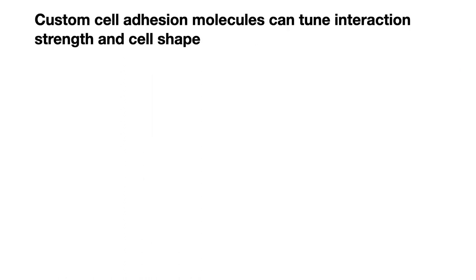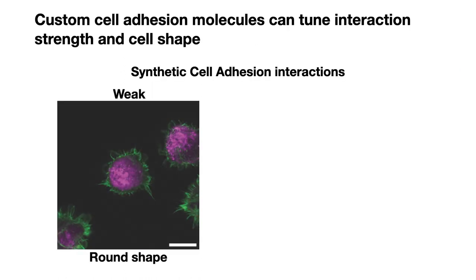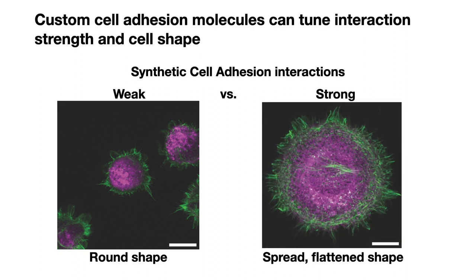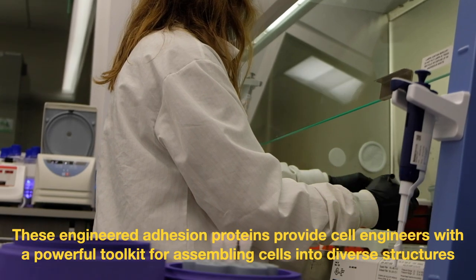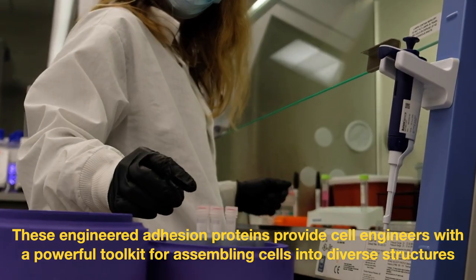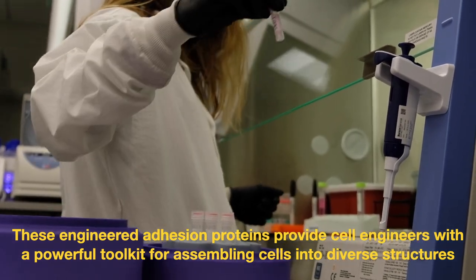Custom cell adhesion molecules can be used to tune interaction strength and cell shape. Here we see the difference between a weak interaction and a strong interaction, which has a much broader spread and flattened shape. These engineered adhesion molecules provide cell engineers with a powerful toolkit for assembling cells into diverse structures.